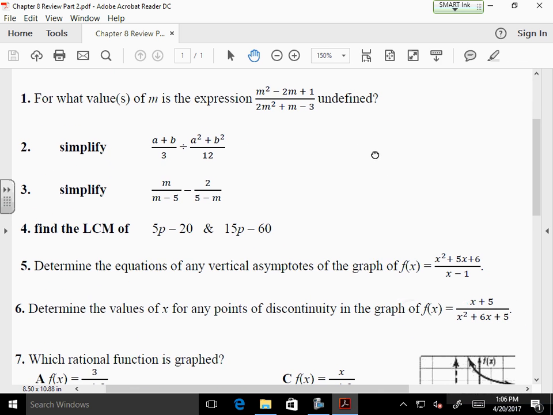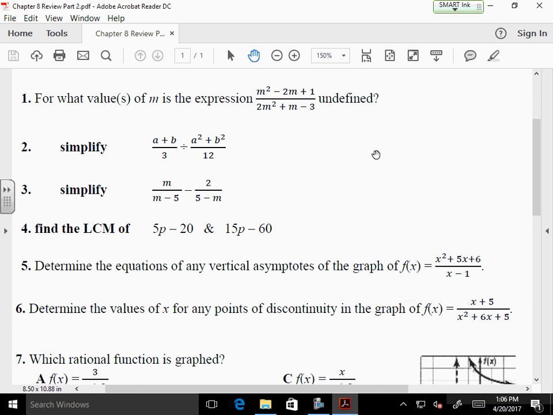See the problem that talks about where it is going to be undefined? The only thing you need to do when you see this type of problem, when it asks where it's undefined, is to look in the denominator and figure out what values of m are going to lead you to dividing by 0.